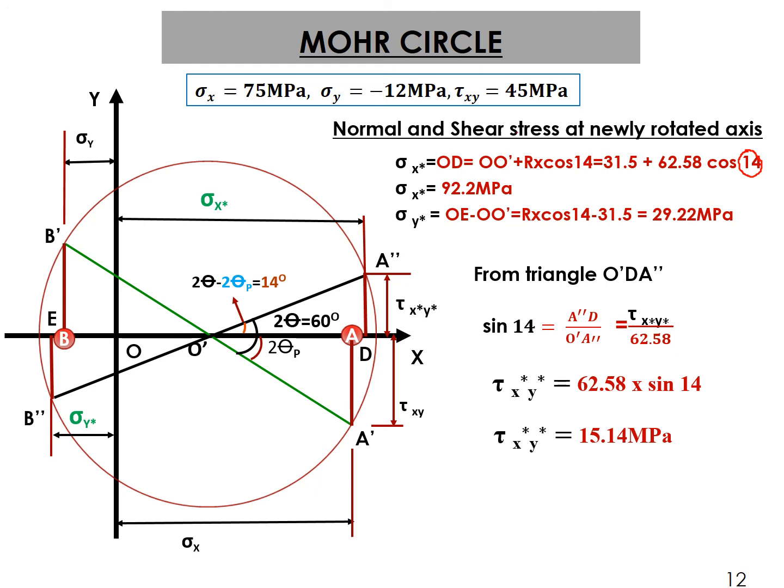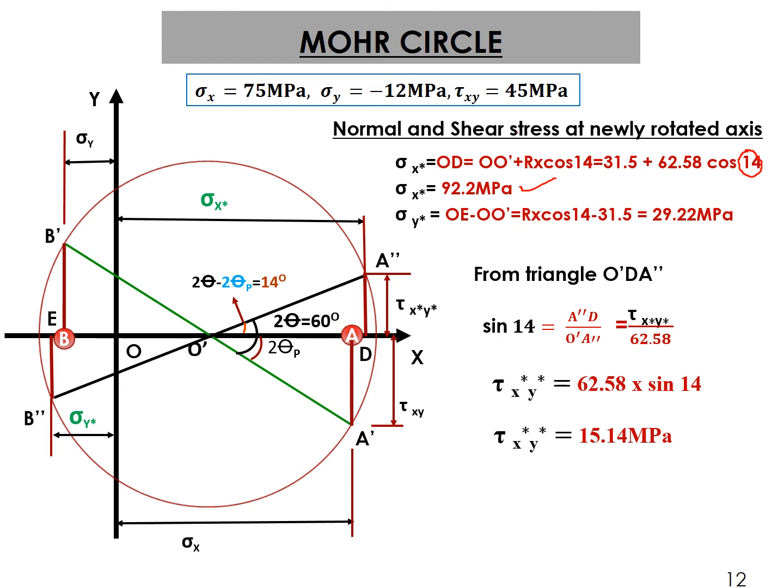So it becomes OO dash plus O dash D, that is R cos of 14 degree, which gives you this 92.2. This is the new value of normal stress in the new direction with the x-axis. And similarly, if you subtract that R cos 14, what you get? You get the value of your other stress along the y-axis. So that has been shown here. You can see sigma y.